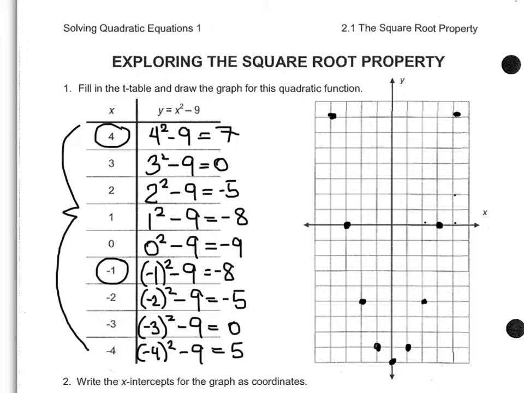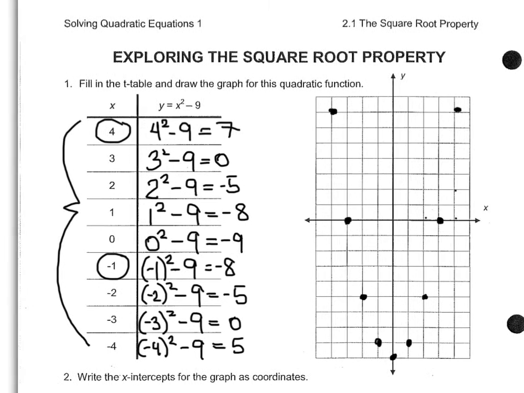Now, let's talk about the graph. We know that the graph of a quadratic equation is what we call a parabola. Whoops, let me get in my pen mode here. Okay, so this is a parabola. Now, it looks like the word parabola, but we pronounce it parabola.